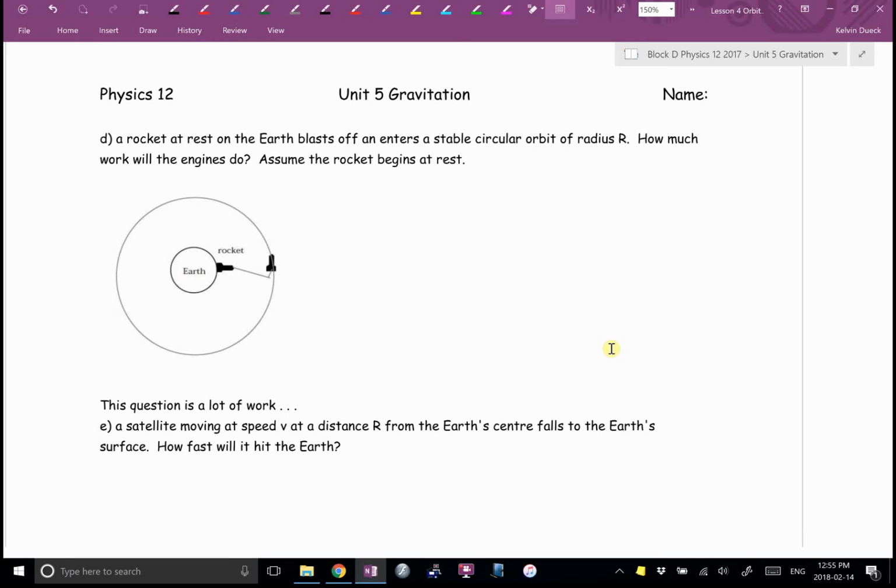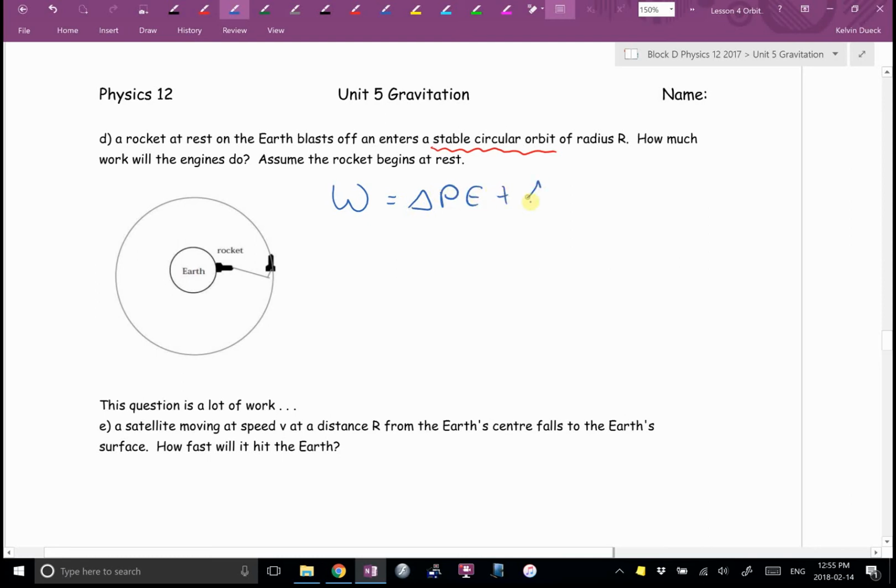So here, what does D want me to find? How much what? So am I going to use conservation of energy? What does it want me to find? How much? So I'm not going to use kinetic initial plus potential initial. I'm going to use my work equation. And all of you underlined the key: we are in orbit. So it's going to be work equals the change in potential plus the change in kinetic.